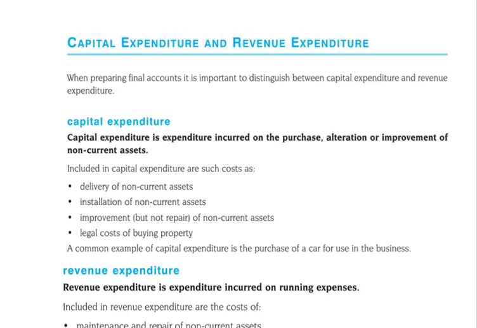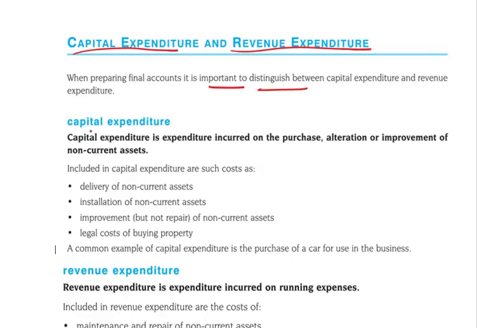Capital expenditure and revenue expenditure is our today's topic. Capital expenditure is money spent in buying non-current assets. Revenue expenditure is day-to-day expenses. It is very important to distinguish these two, especially in the financial statements, the income statement and balance sheet. If you treat your capital expenditure as revenue or vice versa, it will affect your income statement and balance sheet. Either it will make it higher or lower.